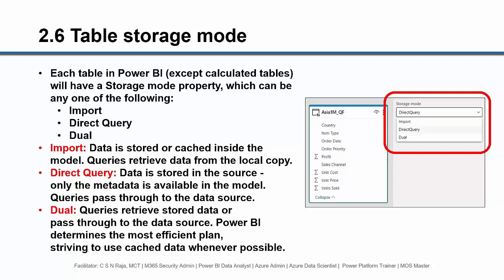When data is stored in the source itself, only the metadata is available in the model. Queries pass through to this data source. Such a mode is called direct query. In dual mode, queries retrieve stored data or pass through to the data source. Power BI determines the most efficient plan, striving to use cache data whenever possible.